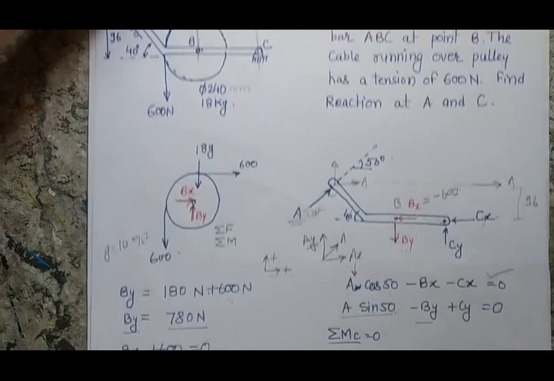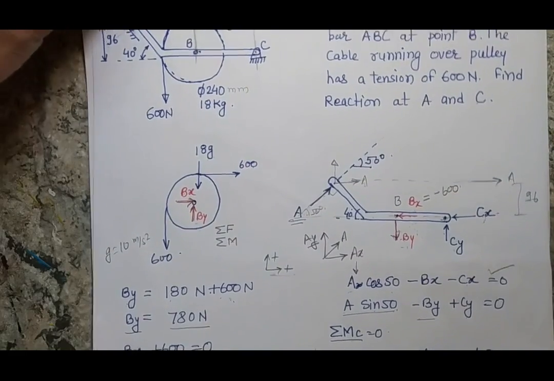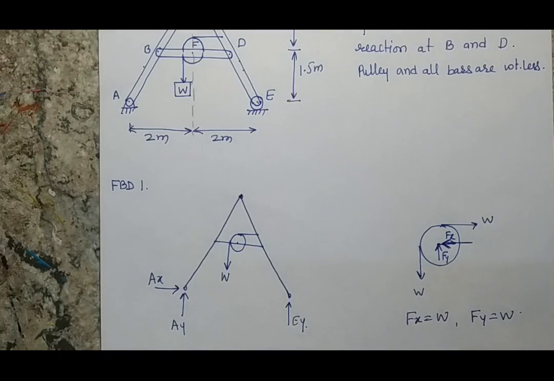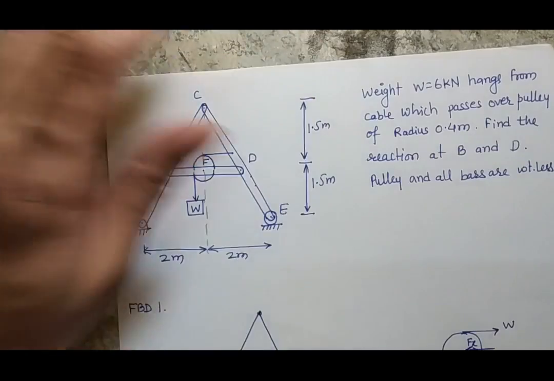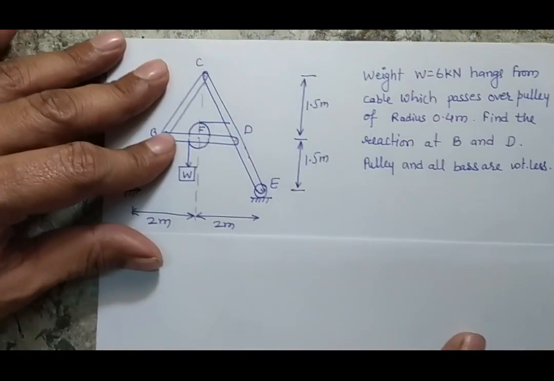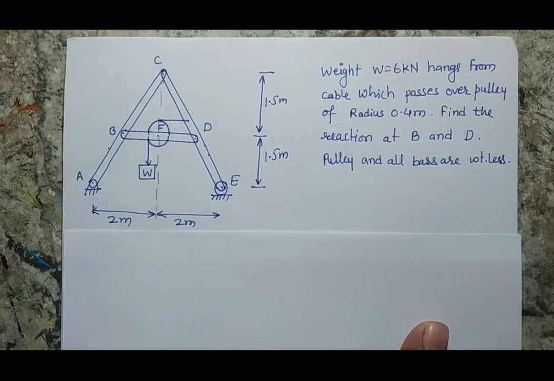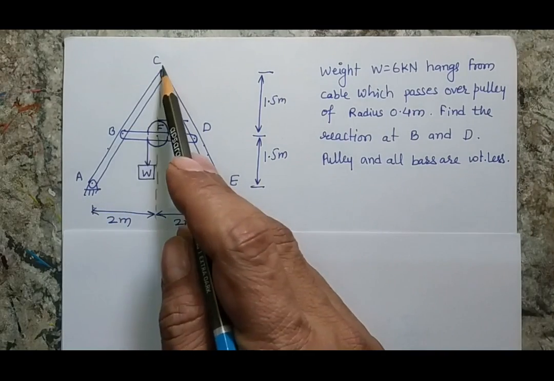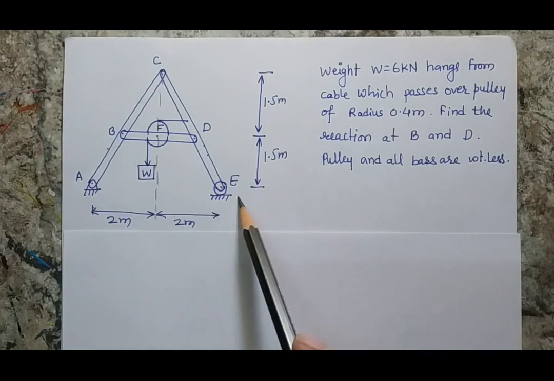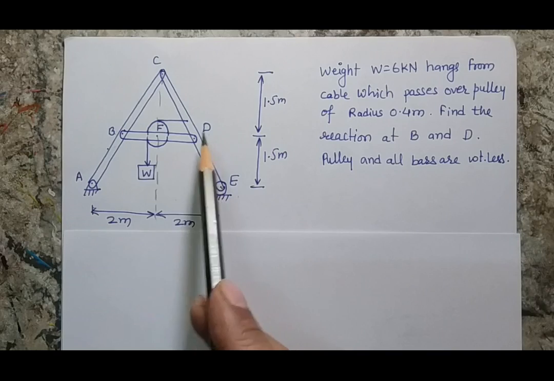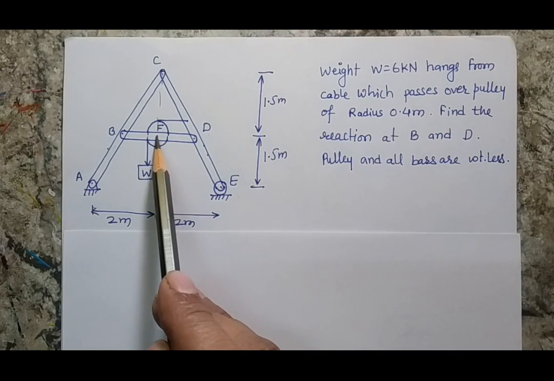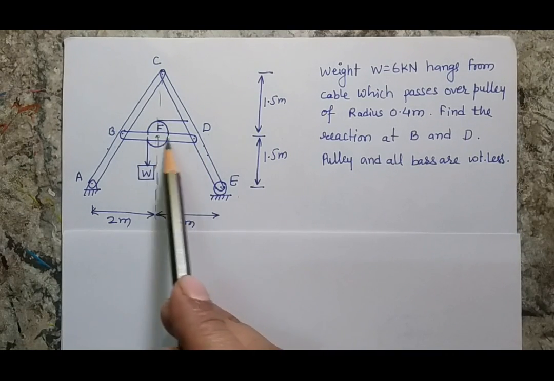Let's see a second problem which is relatively difficult and very important, because in this problem we have a system of bar ABC, bar CDE, bar BD, a pulley which is at point F, which is at the center of this BD, and a wire.